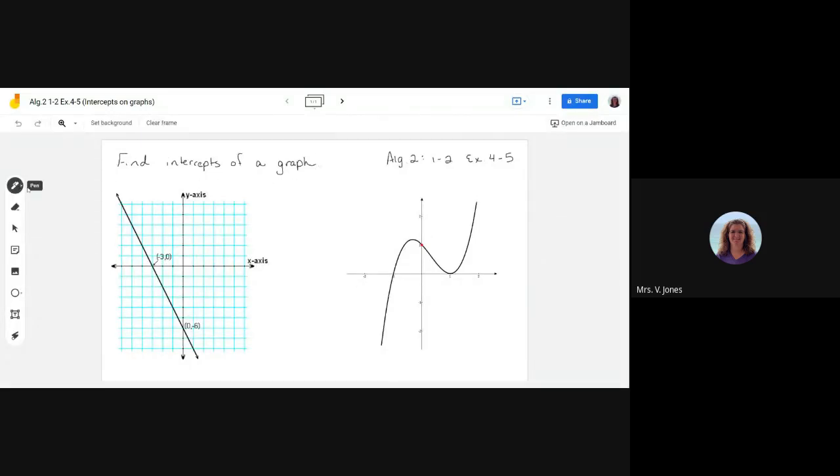To find intercepts on a graph. Intercepts is very similar to the word intersect. So if you know what intersect means, then intercept is pretty much the same thing. To intersect, that is where you cross, like an intersection where two roads cross. So intercepts would be, where do you cross that axis?